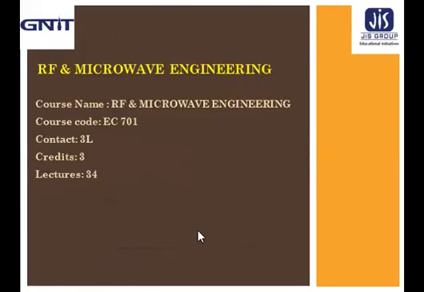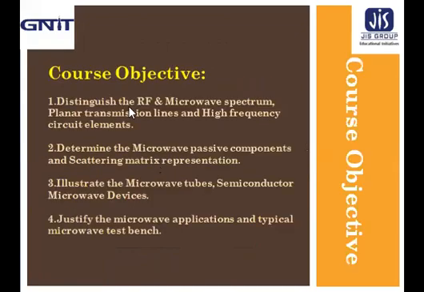The subject name is RF and Microwave Engineering and the code is EC701, and the total lectures for this course are 34. Now there are some course objectives of this course. First, distinguish the RF microwave spectrum, planar transmission lines and high frequency circuit elements. Second, determine the microwave passive components and scattering matrix representation. Third, illustrate the microwave tubes and semiconductor microwave devices. And the fourth one is justify the microwave application and typical microwave test bench.